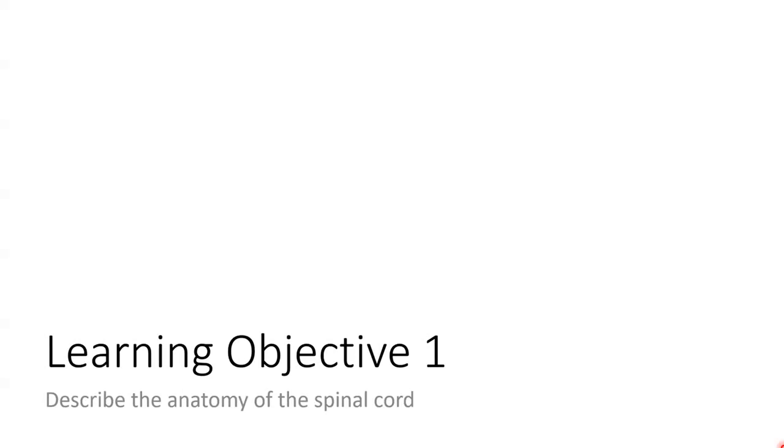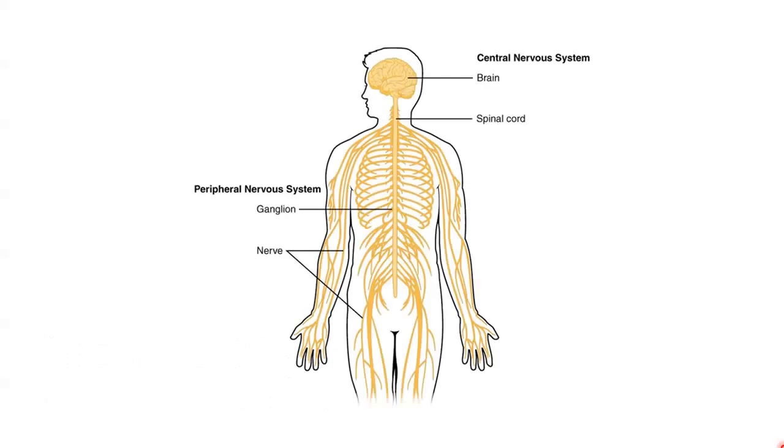Learning objective number 1, to describe the anatomy of the spinal cord. The spinal cord contains a bundle of nerves suspended in cerebrospinal fluid which protects and nourishes the cord. The spinal cord is further protected by the same meninges or membranes which surround the brain, as well as the vertebral bodies or the vertebra.